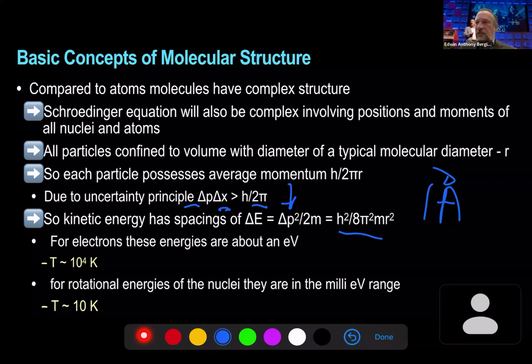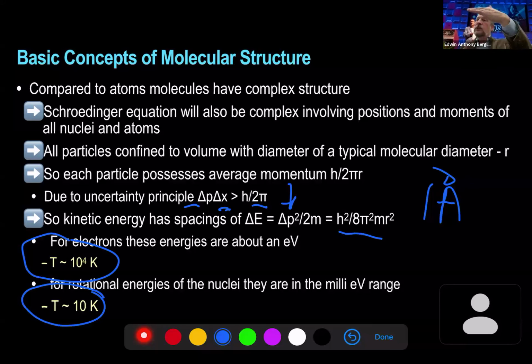So if I keep the radius fixed, 1 angstrom, what changes is the mass of the electron versus the mass of the protons. And if you look at that, the kinetic energy of the electrons is of order 10 to the 4th Kelvin, all right? So the electron motions. And the nuclear motions, if you work it out, which is the rotation, are actually in the milli EV range as opposed to the EV range. So of order 10s to 100 Kelvin. So these two things are different.